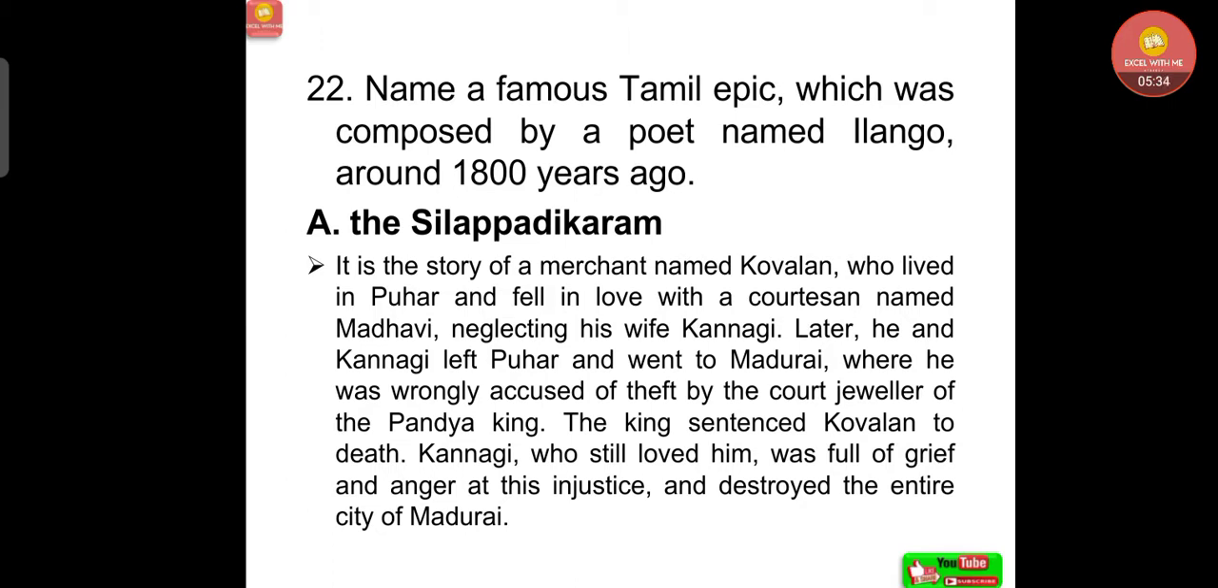Later, he and Kannagi left Puhar and went to Madurai, where he was wrongly accused of theft by the court jeweler of the Pandya king. The king sentenced Kovalan to death. Kannagi, who still loved him, was full of grief and anger at this injustice and destroyed the entire city of Madurai. So, this is related to the Tamil epic, the Silappadhikaram.